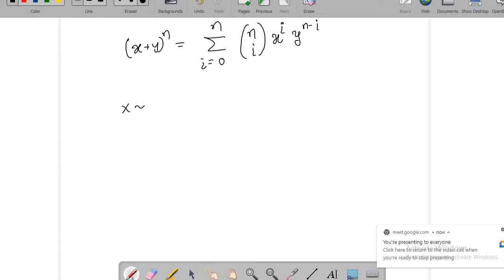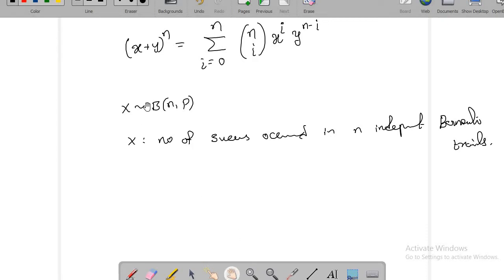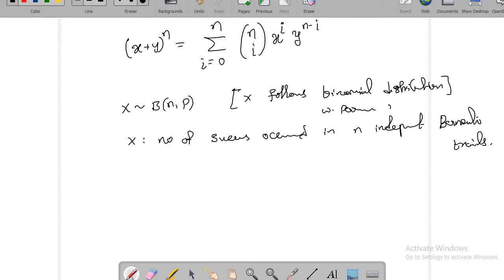So we say X follows binomial distribution with parameters n comma p if X represents the number of successes occurred in n independent Bernoulli trials. Right? And this is how we denote. So here we simply say that X follows binomial distribution with parameters n comma p. Okay, and this is the notation for binomial distribution.